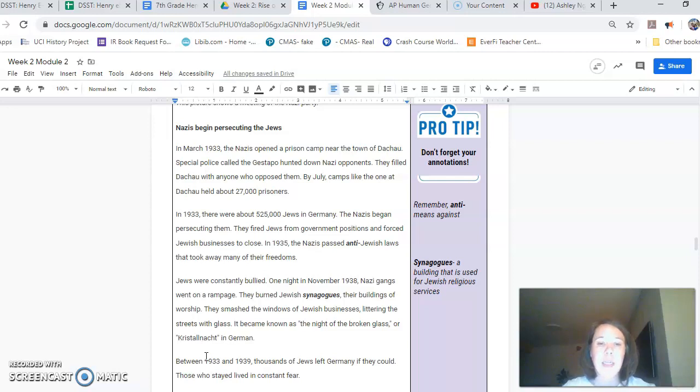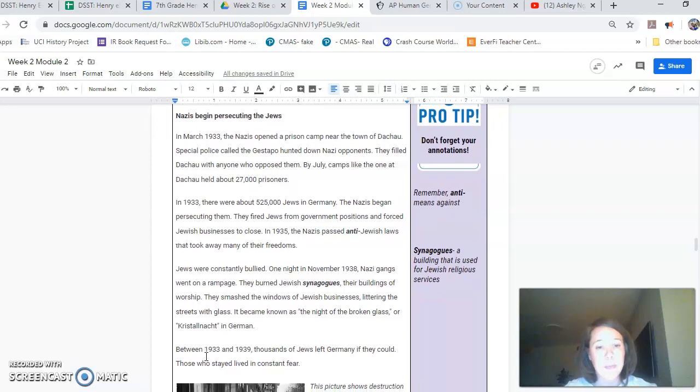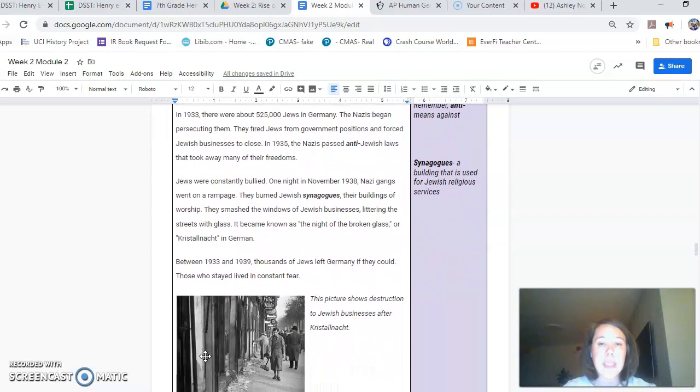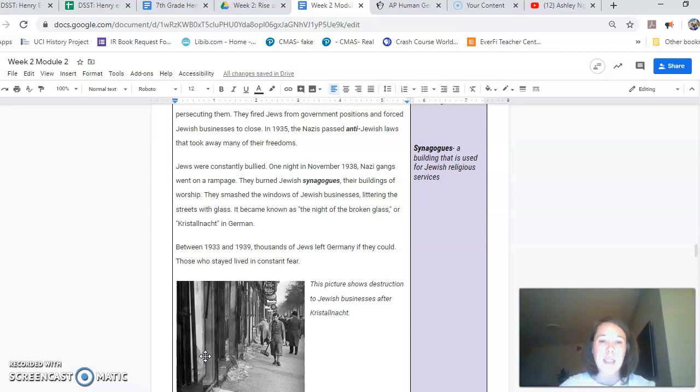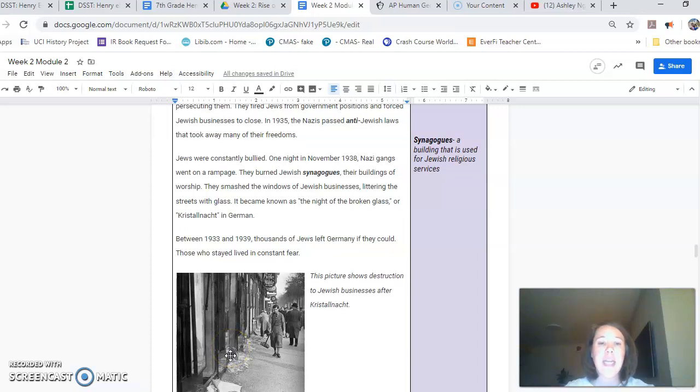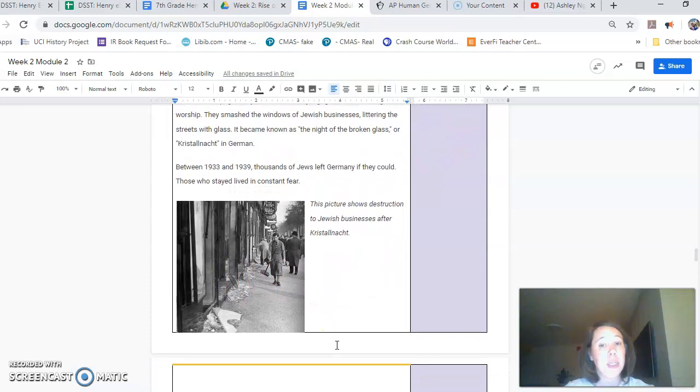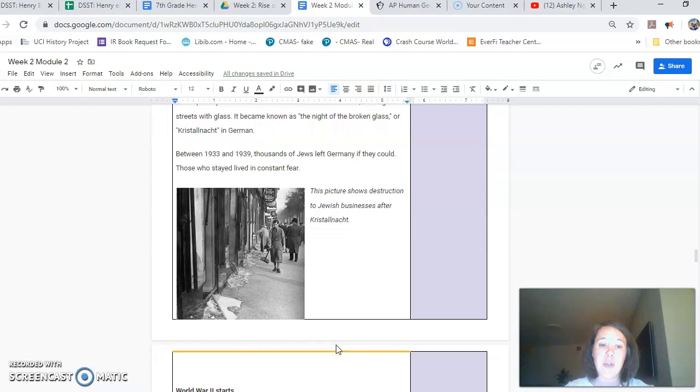Jews were constantly bullied. One night in November of 1938, Nazi gangs went on a rampage. They burned Jewish synagogues, which are buildings used for Jewish religious services, their buildings of worship. They smashed the windows of Jewish businesses, littering the streets with glass. It has become known as the Night of Broken Glass, or Kristallnacht in German. Between 1933 and 1939, thousands of Jews left Germany if they could. Those who stayed lived in constant fear. Here's a picture showing destruction of Jewish businesses after Kristallnacht.